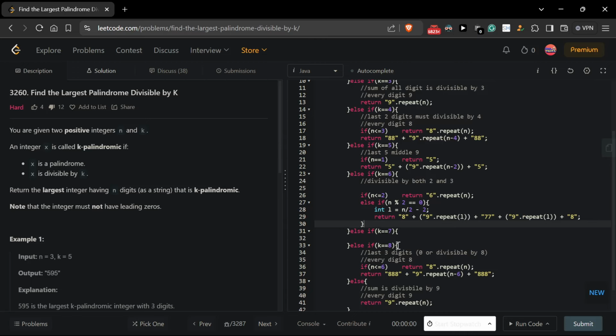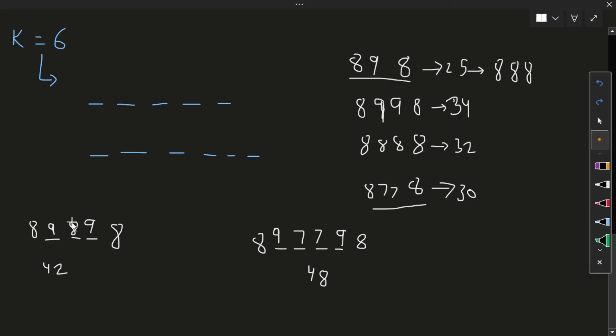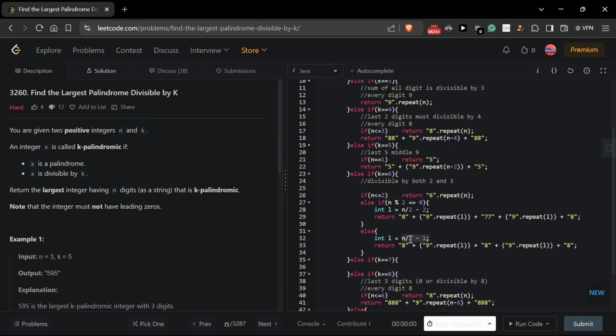Let's talk about odd. If n is odd, then we have n by 2 minus 1. Actually, n is 5, so 5 by 2 is 2, and 2 minus 1 is 1. Same goes here, because n is odd, so we want to subtract 1, or if n is even, we want to subtract 2, because we have utilized two values here, and here we have utilized one value, and L is the repetition. So I have to repeat 9 L times.